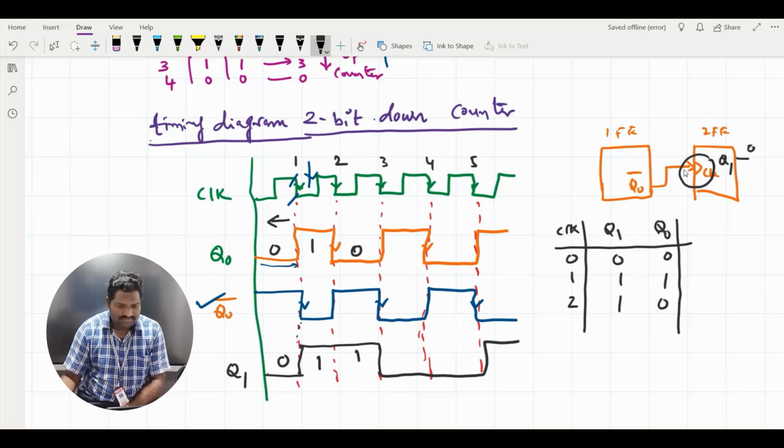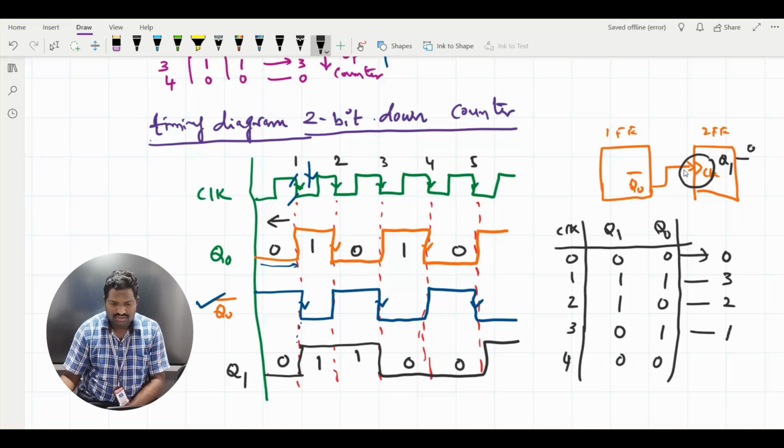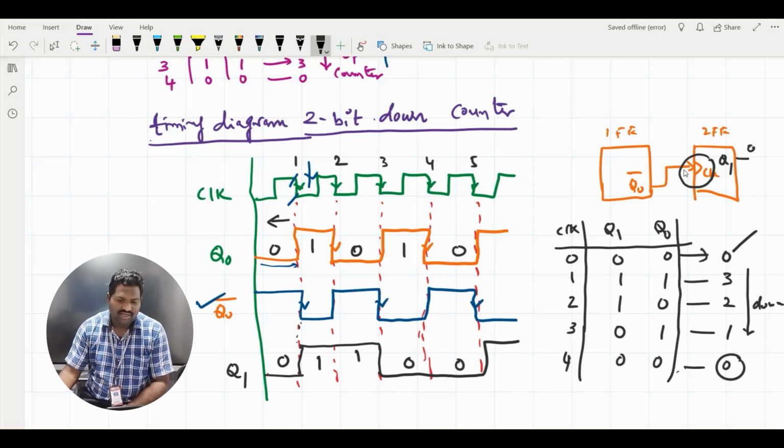For the third clock pulse, after the third clock pulse, Q0 is 1, Q1 is 0. For the fourth clock pulse, Q0 is 0 and Q1 is also 0. Now it is 0, 0. So if you see the decimal numbers, 0, 0 is 0, 1 and 1 is 3, then 2, then 1 and 0. So initially we started with 0, now it becomes 3 and it is counting downwards, and the next time it is repeated to 0 again. If you give the clock pulse again, it will become 3, 2, 1 and so on.